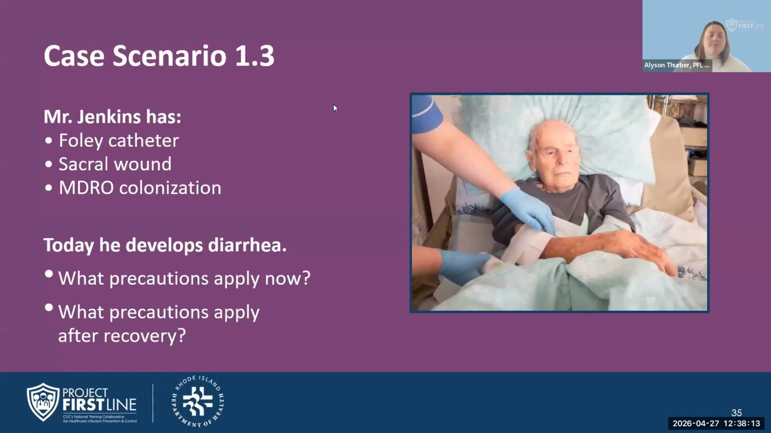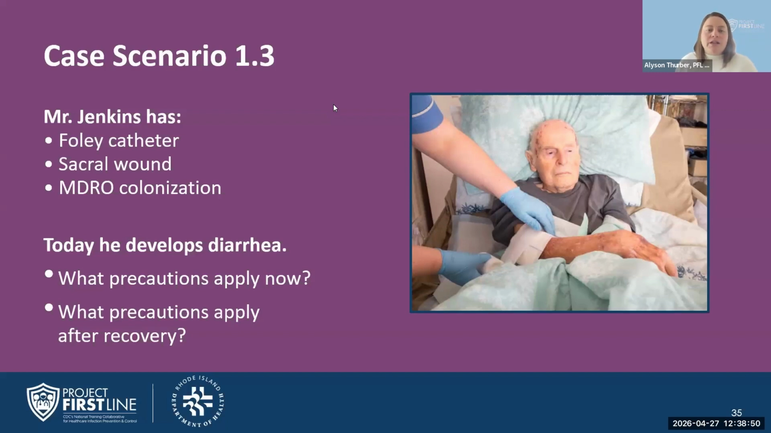So let's add to our case scenario and pretend that Mr. Jenkins develops diarrhea. What precautions would we apply if Mr. Jenkins develops active diarrhea? Go ahead, and if you have an idea, put your answer in the chat. Good. Okay, so we're going to do transmission-based precautions and a step further, contact precautions. Yes. So following with what we know, if we were to go by his symptoms, contact precaution would need to be applied.